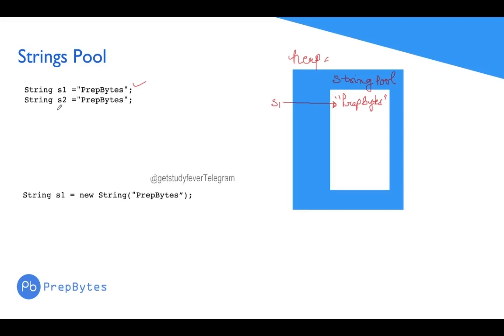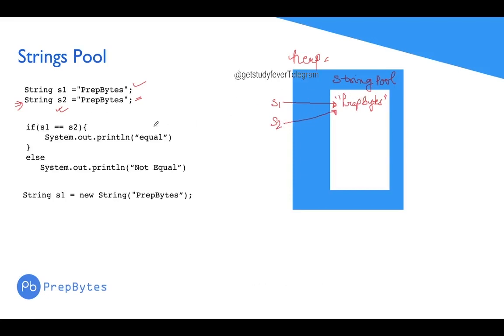And now we are creating a new string s2, and we are initializing s2 with the same string constant or same string literal, which is prep bytes. So when we do something like this, Java searches whether this particular string already exists in the string pool or not. If yes, then rather than creating a new string, it makes this object point to the same string. So we have s1 and s2 pointing to the same string.